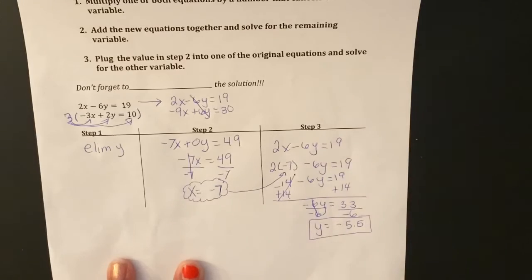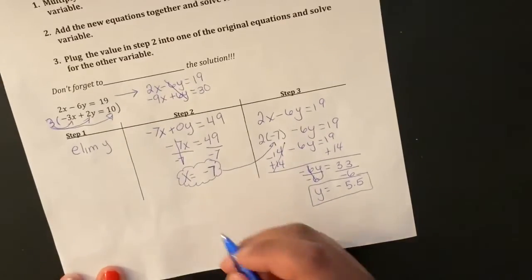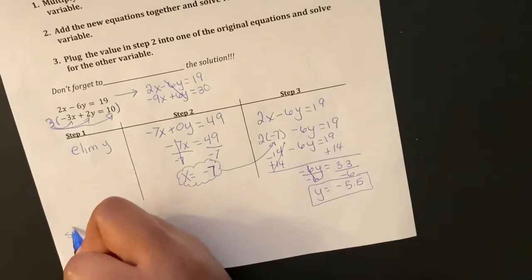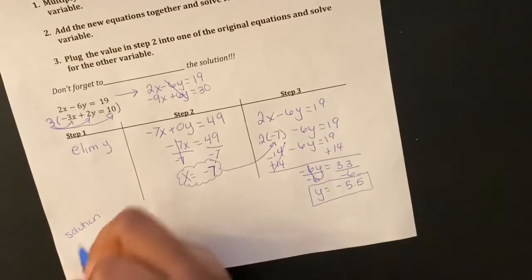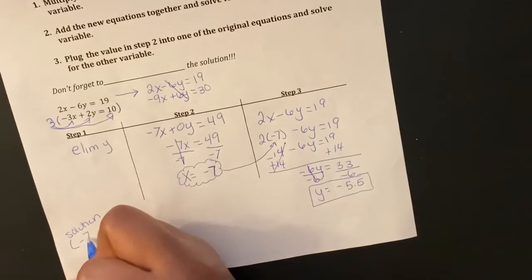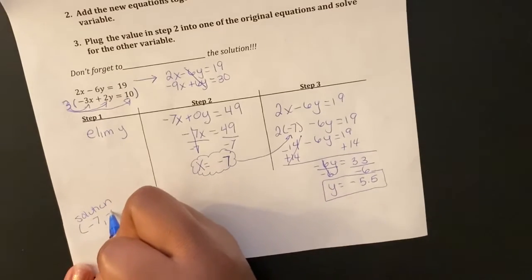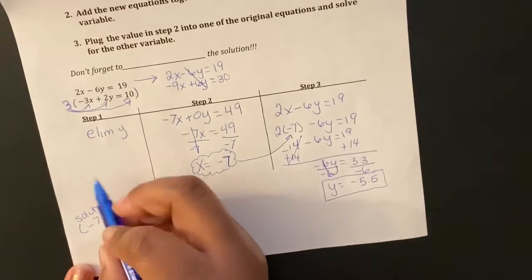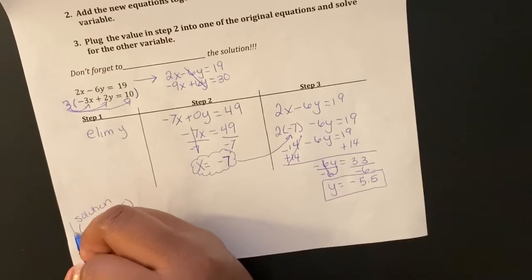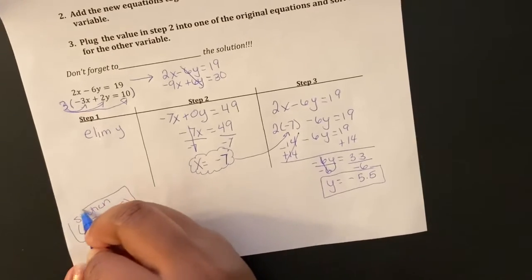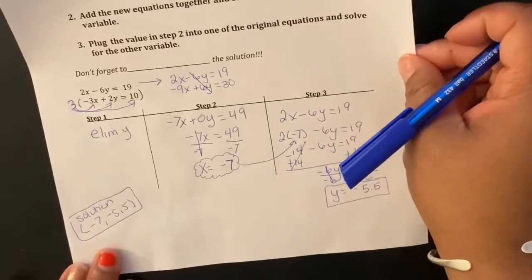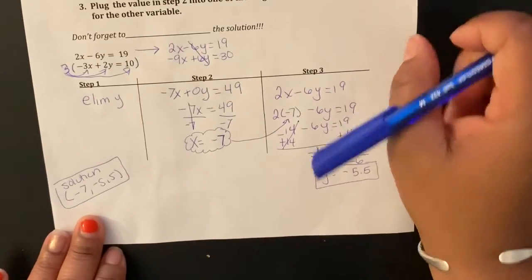You are able to use a calculator here, people. Do not hesitate to use a calculator if you need to. So now I have the solution, negative 7, negative 5.5. If you get a decimal, that does not mean you're wrong. Some of these answers will have decimals. Ladies and gentlemen, decimals are not your enemy.